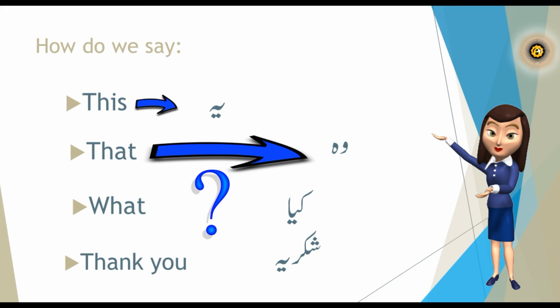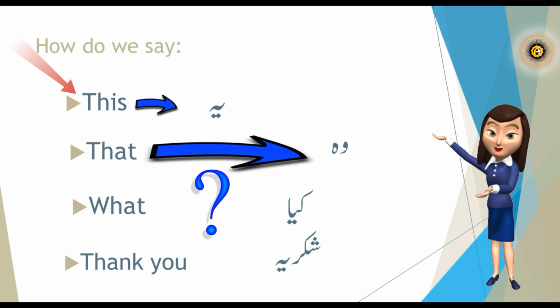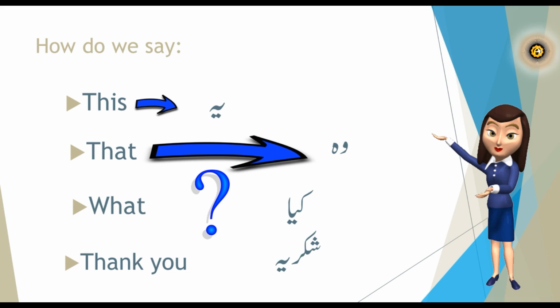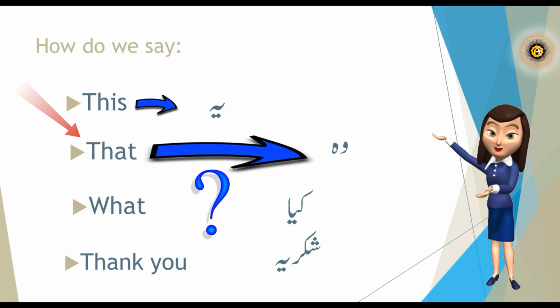In English, for the things that are close to us and it is one, we say this. And in Urdu it is ye. Then for the thing that is far away and is one in number, a thing or maybe a person, and is far away from us, we say that. And in Urdu we say wo.